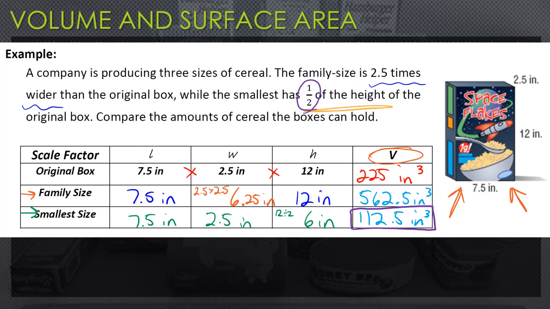And now for our family size, which is 2.5 times the size. If I do 225 times 2.5, that gives me 562.5 inches cubed. So when I multiply the width by 2.5 from the original, the volume from the original also gets multiplied by 2.5 to get my new volume. And so we can see that by changing one of the sides by a scale factor, whatever we multiplied by, the same thing happens to the volume.